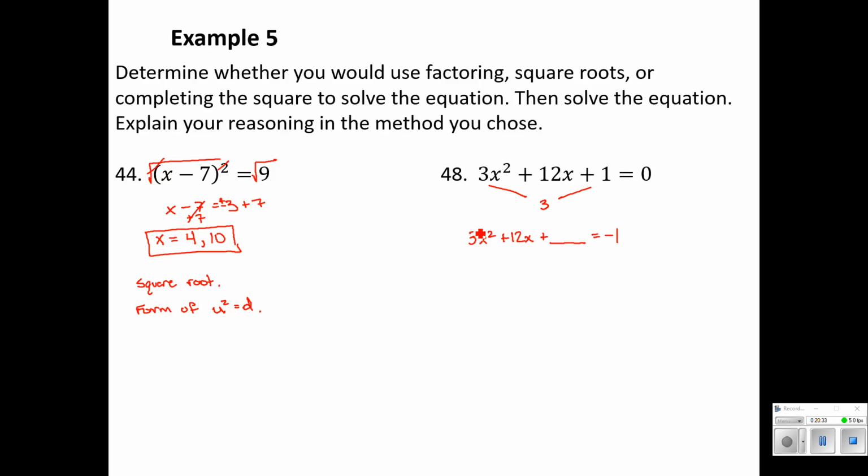Okay, again, I've got something in front of this x squared. I don't really like working with that, so I'll divide both sides by 3. Yeah, I know that sets up a fraction on the right, but it makes the completing the square much more manageable. So now I've got x squared plus 4x plus something equals negative 1/3.